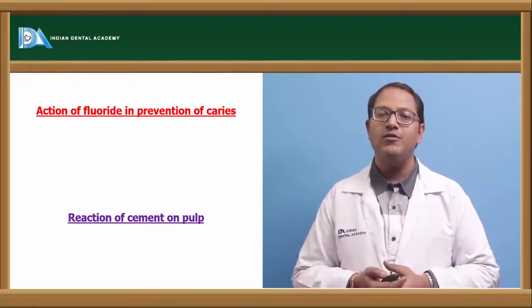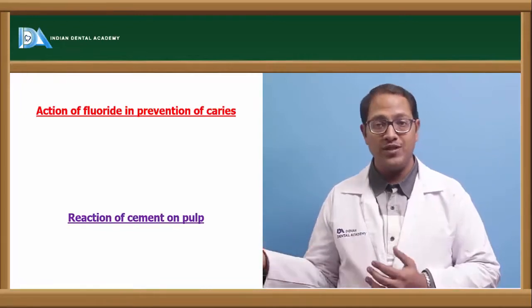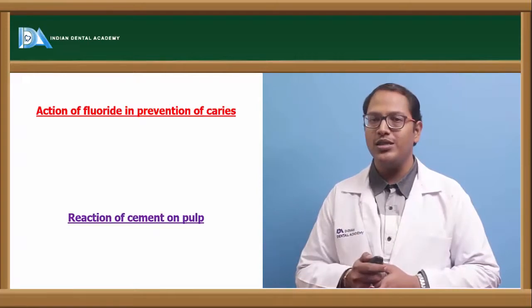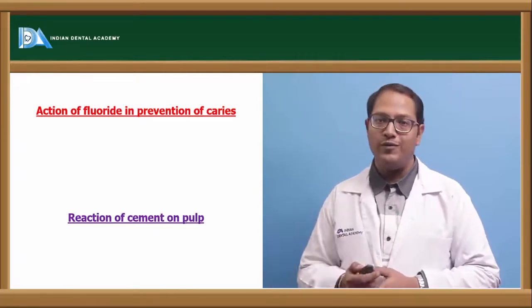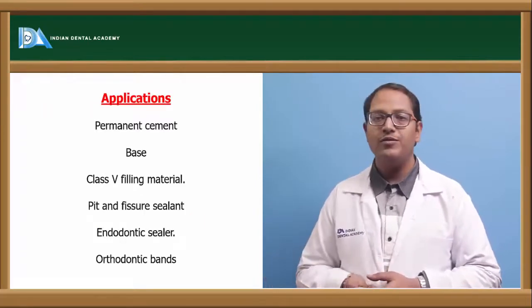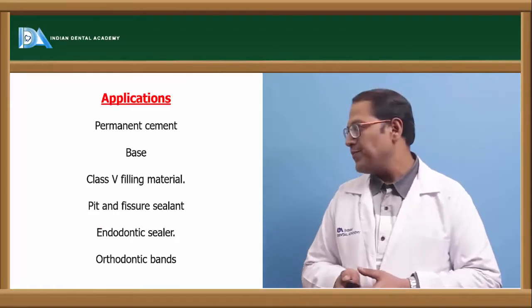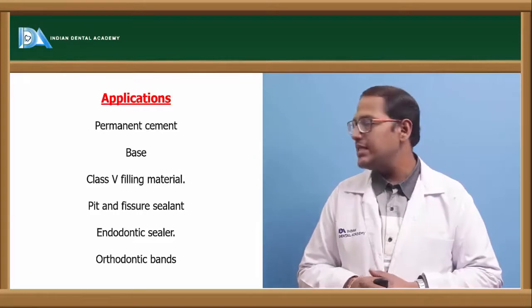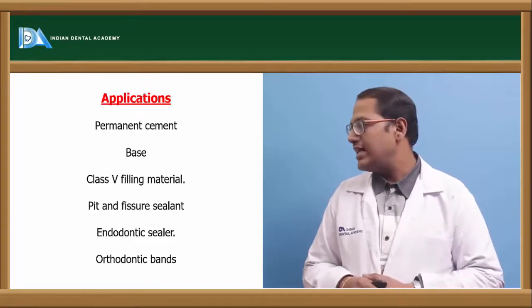Though it has got a high solubility, it is mostly the widely used luting cement because of its compressive strength, and because it has got fluoride, which will act in prevention of spreading of secondary caries. Application: it is used as a permanent cement, it is used as a base, it is used as a filling material in class 5.